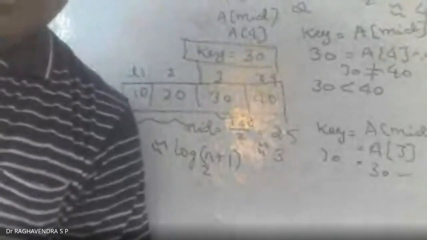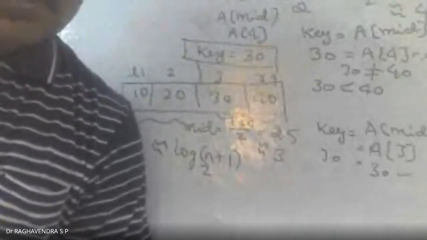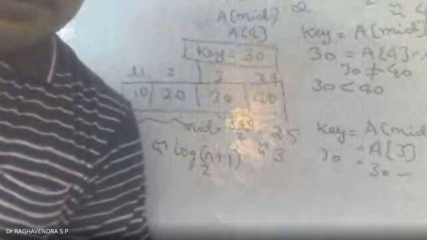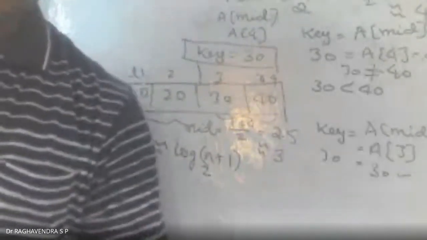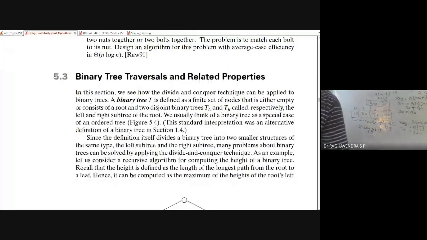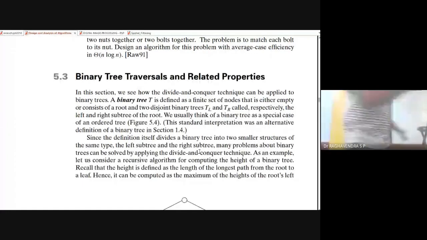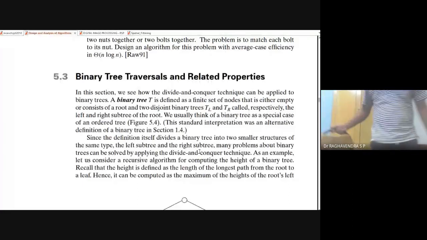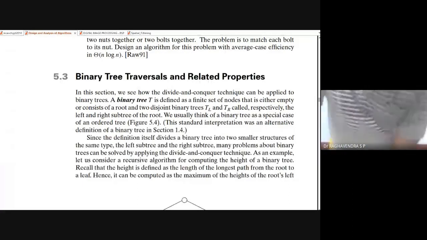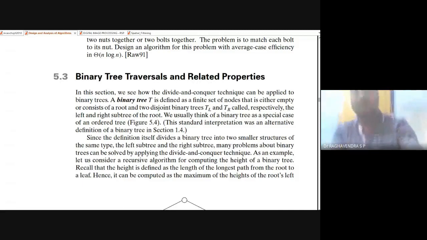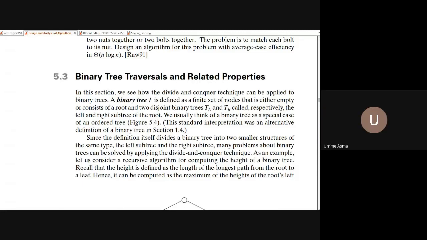Dear students, can you see this PDF? Can you see the PDF? Is the PDF file visible to anyone? Dear students?